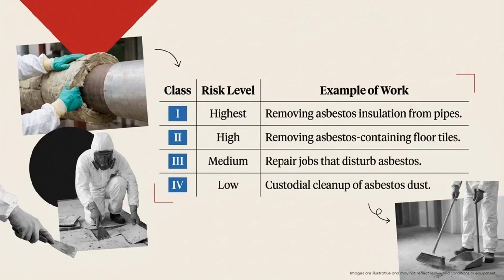Class 1 is the top of the list, the highest risk stuff, like tearing out old pipe insulation. Class 2 is also high risk, but it usually involves materials that are less likely to crumble, like old floor tiles or roofing. Class 3 covers smaller repair jobs, where you might disturb some asbestos. And finally, Class 4 is basically for cleanup, where you're dealing with dust but not actively breaking up asbestos materials.